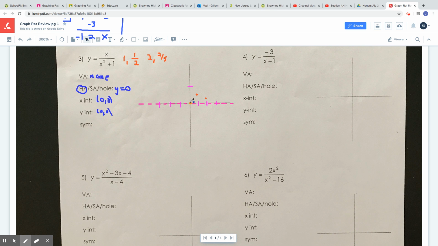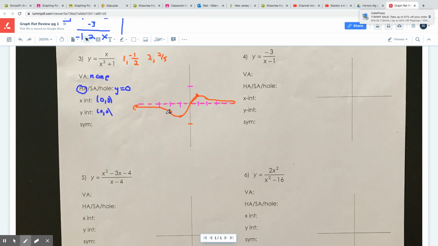So I reach my peak, and now I come back down, and it's going to look like that. It keeps getting closer and closer to 0. You can plug in 3 and get 3 over 10, plug in 4 and get 4 over 17, getting closer and closer to 0. For -1, I get -1 over 2, which is -1/2, so here's my -1/2. Then I get -2/5, so I'm on my way back up over here.